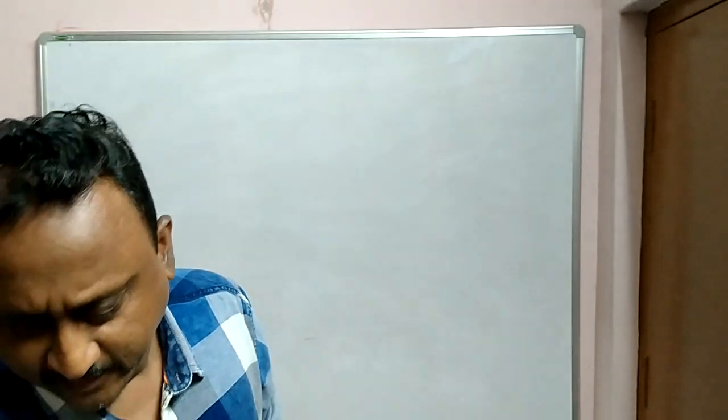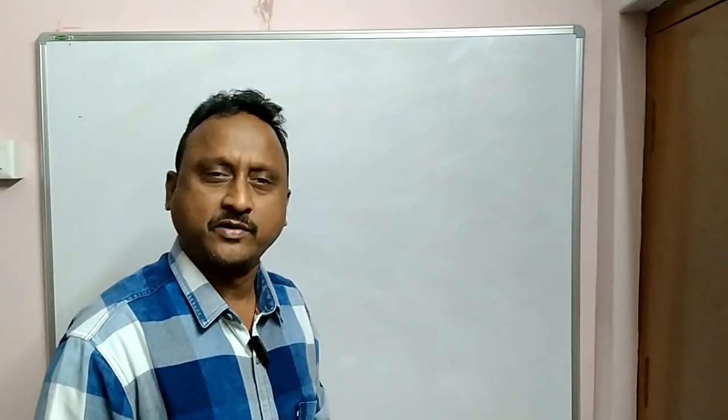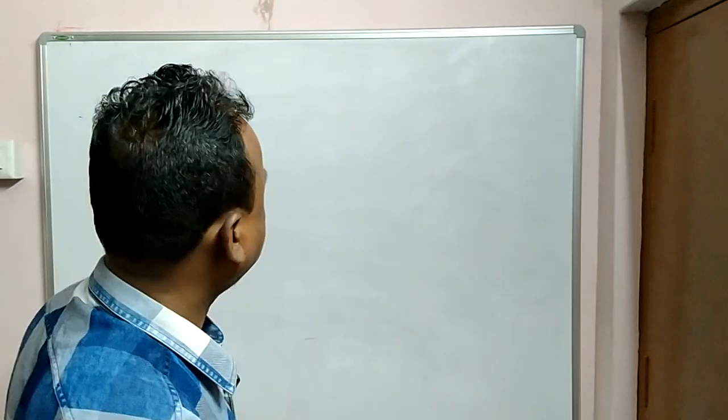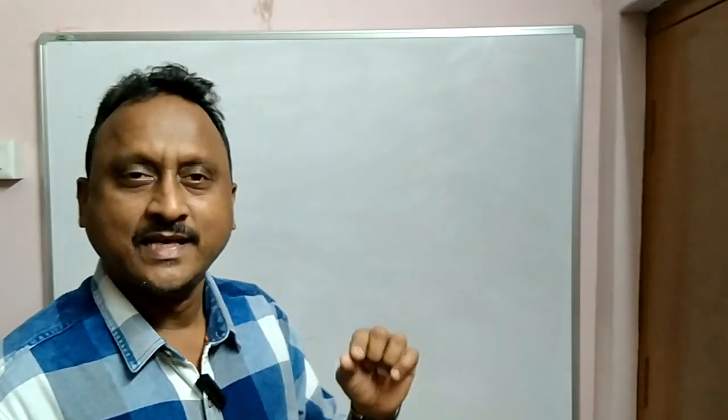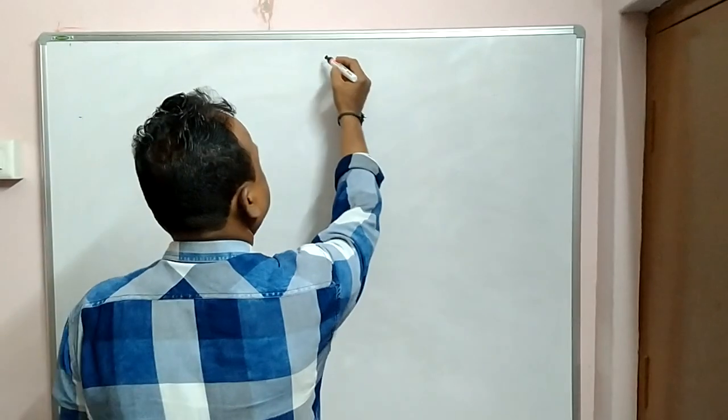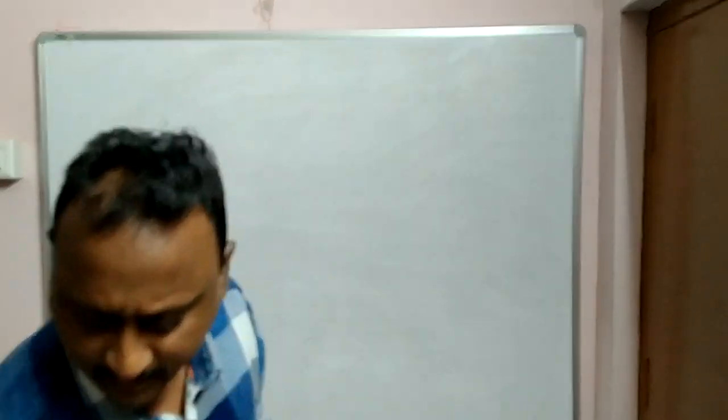Hi friends, I think we have only one part left in ray optics and optical instruments. In the last video, part 6, we completed devices like the simple microscope and compound microscope. Now the only thing left is reflecting telescopes. This is the last part, part 7.